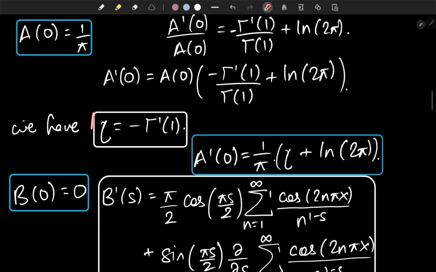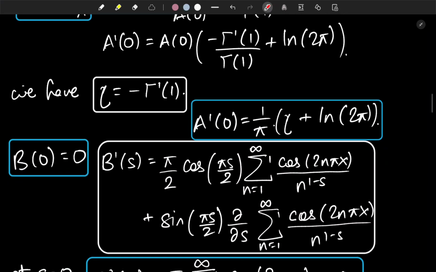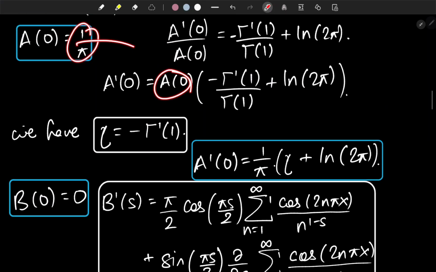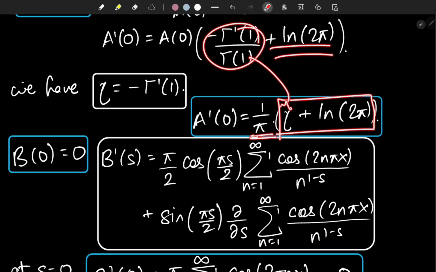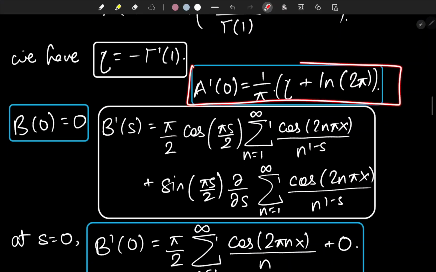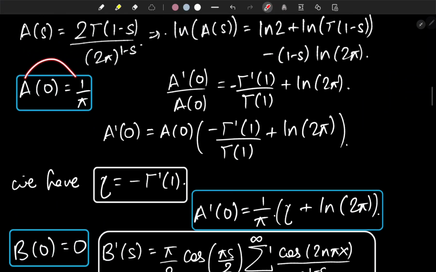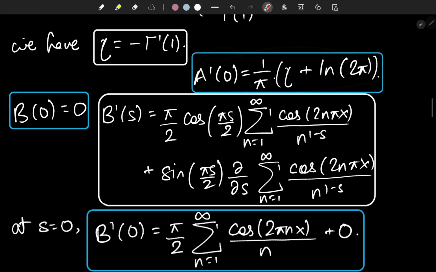Now we know that the definition of the Euler-Mascheroni constant is the negative of the derivative of the gamma function evaluated at 1, so we can replace it with that. Since a of 0 is 1 over pi, we can substitute: a dash of 0 is 1 over pi times the Euler-Mascheroni constant plus the natural logarithm of 2 pi. So here comes your first part: a of 0 and a dash of 0 as well.